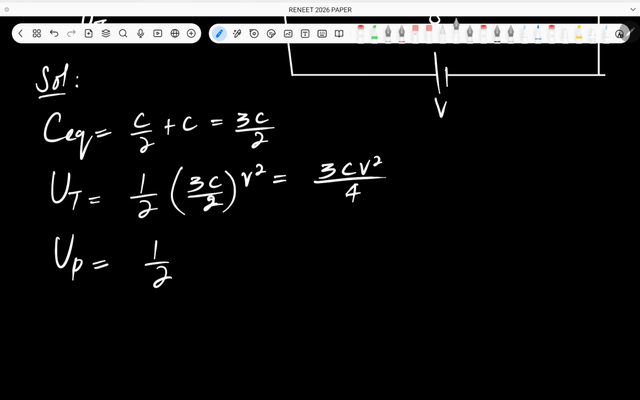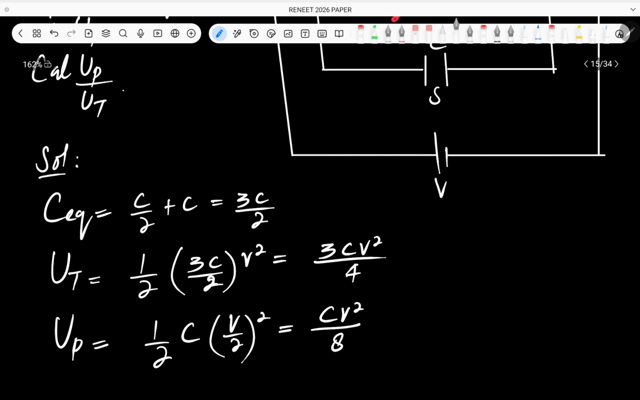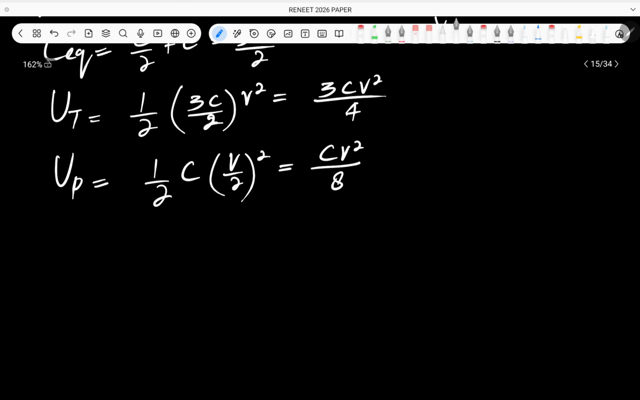That will be obviously equal to 1 by 2, capacitance is C, and the potential difference across that capacitor is V by 2 whole square. It comes out to be CV square divided by 2 square is 4, 2 fours are 8. Okay. Now the question is calculate UP divided by UT.